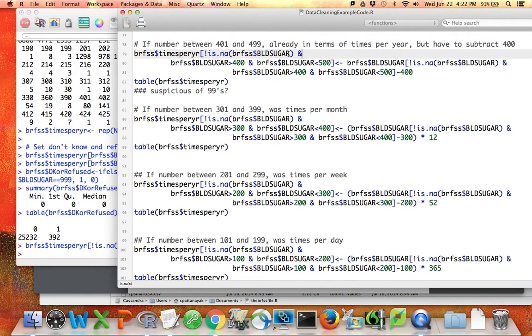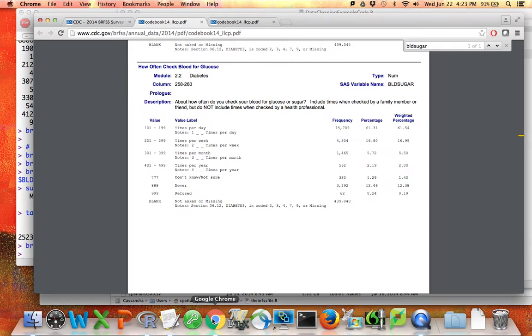So what the codebook said is that if people gave a response between 400 and 499, that meant that they were telling us how many times per year they check their blood sugar. And if I go look at the codebook, I can see that there were 562 people who provided the information this way. It's important to check that before I try to print it out into the screen, because 562 will fit at least reasonably on my screen. I'm not going to be printing out 400,000 responses here.